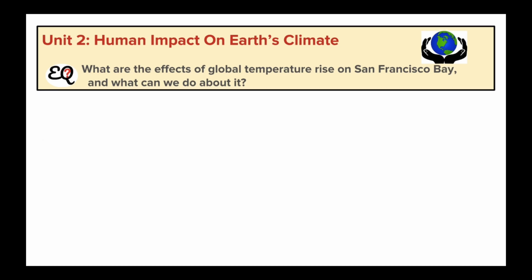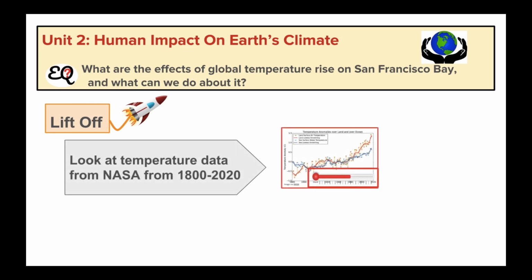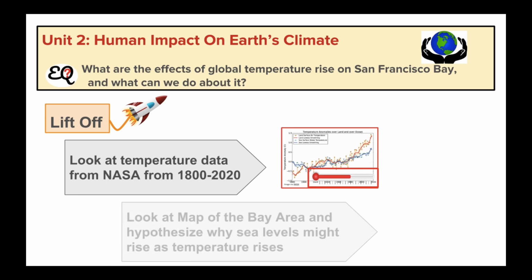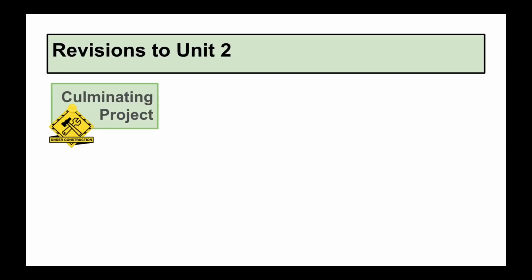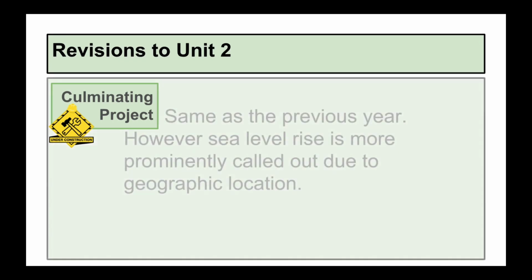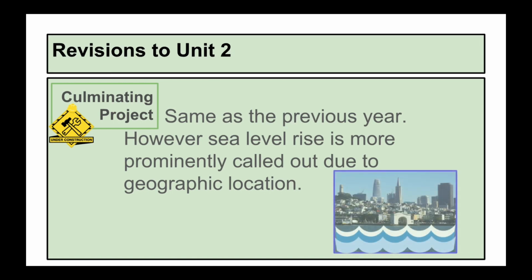Liftoff. The liftoff consists of two parts. Students will analyze temperature data from NASA starting from the year 1800 through the current year. They will also look at a map of the Bay Area and hypothesize why sea levels might rise as temperatures rise. The revisions to Unit 6.2 are minimal. The culminating project is different only in that sea level rise is more specifically called out as the high impact it could have on San Francisco.